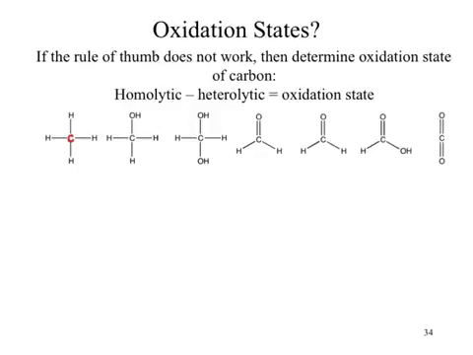No. Then no. Take a look at our central carbon on the far left. We want to look at homolytic minus heterolytic to get our oxidation state. So we're going to take a look at the bonds connected to that carbon. We're going to break each of those bonds homolytically. That means the electrons will go back to their parent atom.